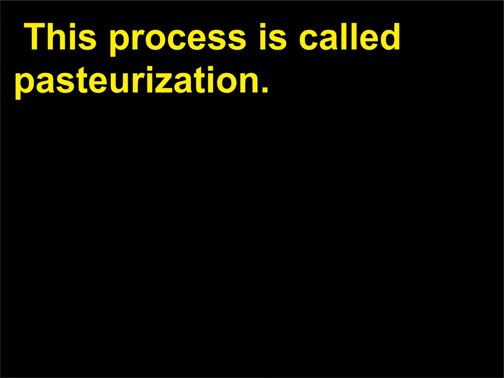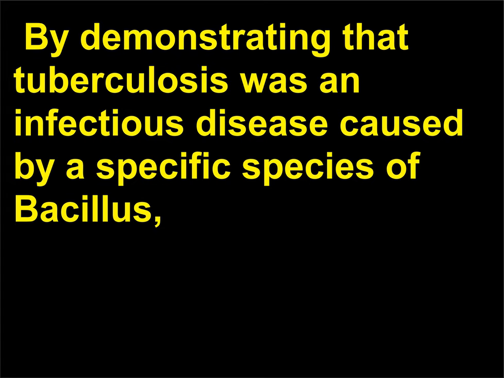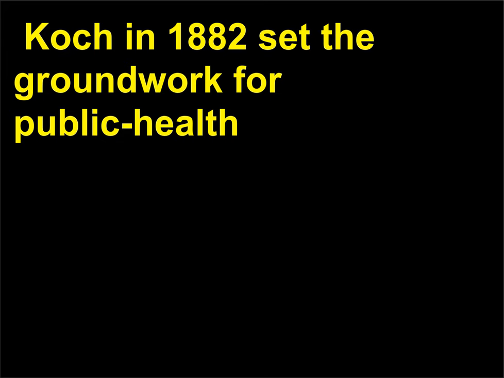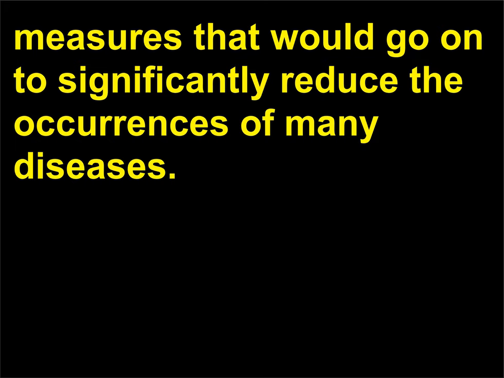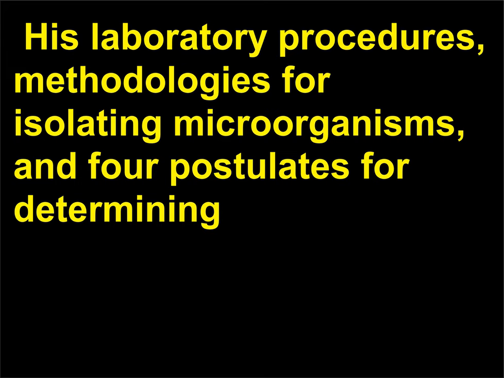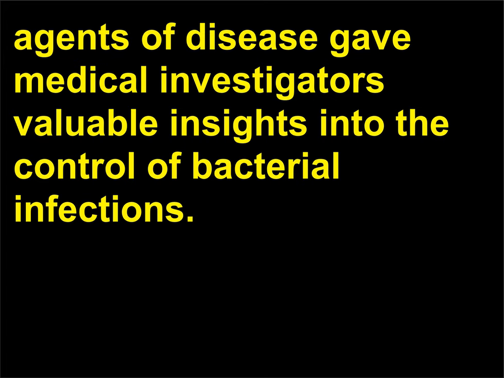By demonstrating that tuberculosis was an infectious disease caused by a specific species of bacillus, Koch in 1882 set the groundwork for public health measures that would go on to significantly reduce the occurrences of many diseases. His laboratory procedures, methodologies for isolating microorganisms, and four postulates for determining agents of disease gave medical investigators valuable insights into the control of bacterial infections.